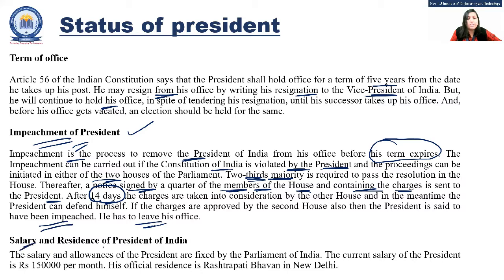Now, the salary and residence of the president. Basically, 1,50,000 per month is the salary of the president. And for the residence, we all know that he or she lives in the Rashtrapati Bhavan, whoever the president of India will be, that person stays in Rashtrapati Bhavan, which is situated in New Delhi. So that is the status of the president.